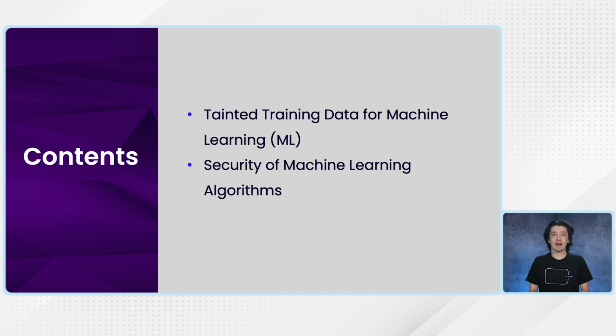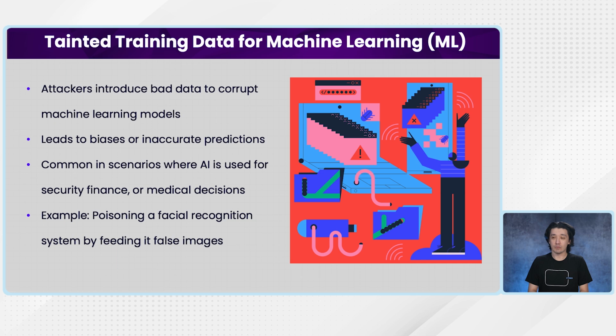Welcome back, everyone. In this video, we're going to be talking about adversarial AI. Adversarial AI is just a concept where hackers will affect machine learning devices and AI tools to make it either not work as intended or to evade its effects. Let's begin. Tainted training data for machine learning.